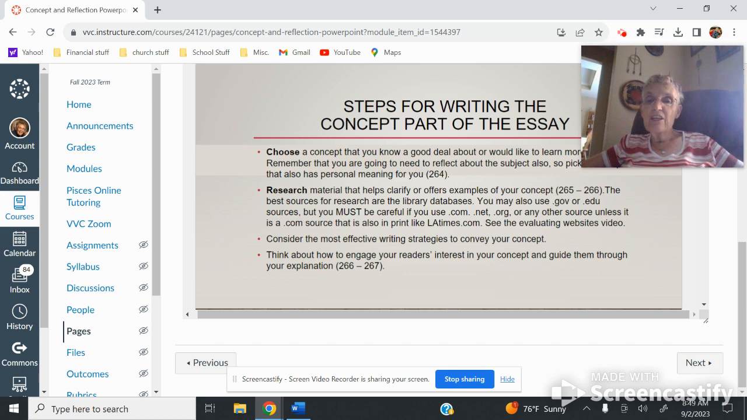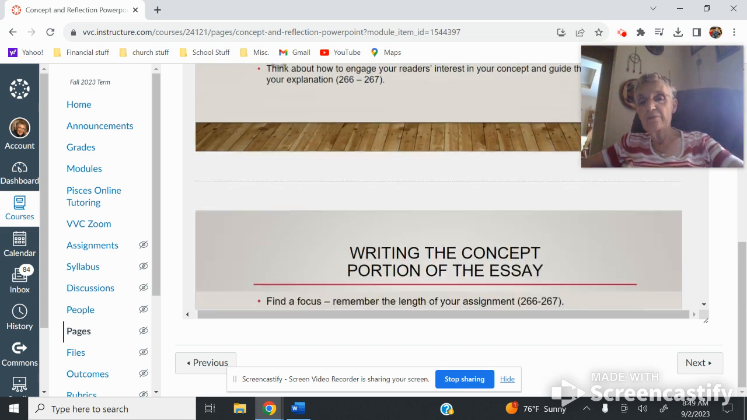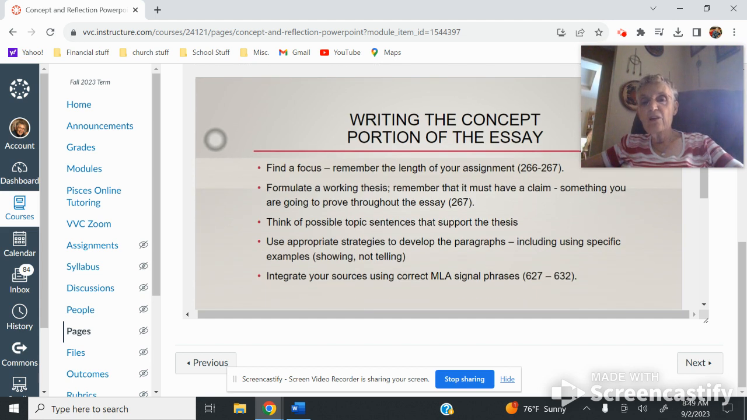So then you're going to consider the effective writing strategies, and we're going to talk about that. Think about how to engage your readers' interests in your concept and guide them through that explanation. And those are all those pages that are in there. Okay, you're going to find a focus. You wouldn't want to do music as a whole thing, but you could do music as therapy or something along that line, or music to bring people to Christ if you have a Christian band, or something along that line.